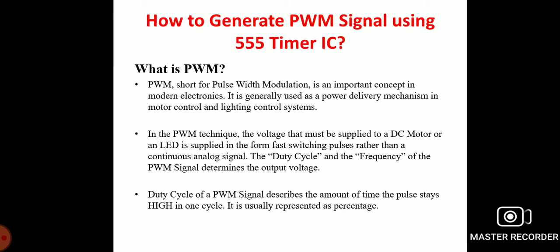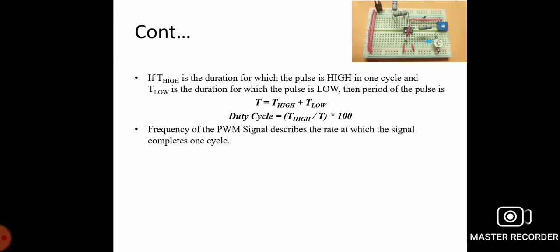Now, the continuation of the above picture is a practically experimented generation of a PWM signal using the IC 555 timer. In this experimental setup, what we measured is the pulse width modulation, and how to generate the modulation within a time period.